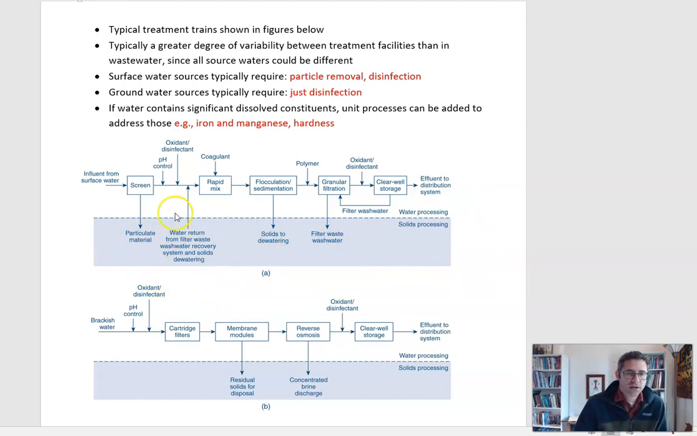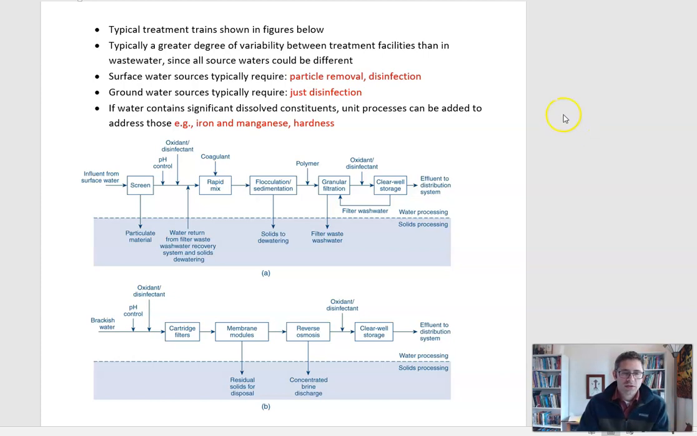And this is all necessary because in a surface water system, you've got particles that need to be removed. And so this coagulation, flocculation, sedimentation step, filtration, all designed to remove particles that are in the water. Both because we don't want those particles in the water and because there are microorganisms that can be attached to those particles or be particles themselves that we don't want to be in our drinking water.